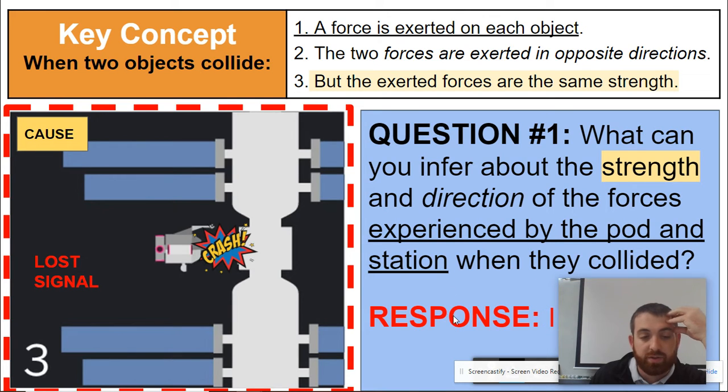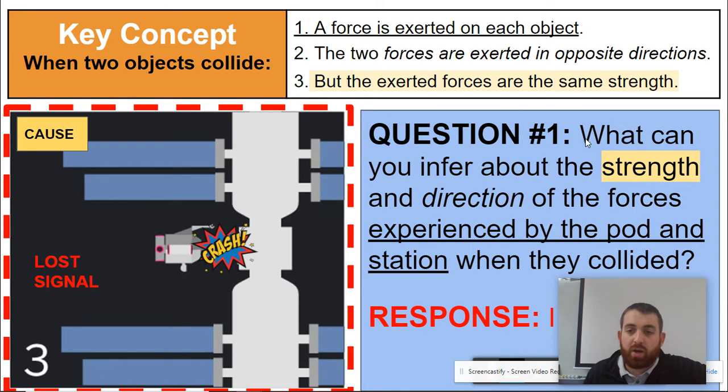And you're going to be looking to answer this question. So when we look at our key concept, we know that when two objects collide, number one, a force is experienced on each object. So in this case, both of our objects had to have exerted a force on each other. We know the two forces are exerted in opposite directions. And we know that the exerted forces are the same strength.